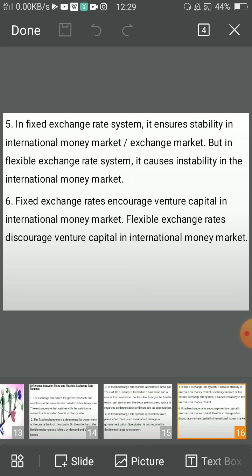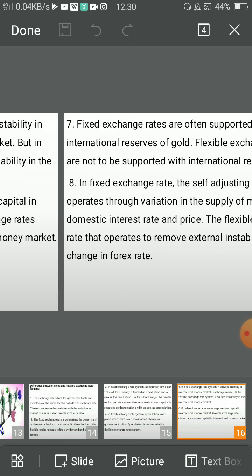So it is difficult to do venture capital, because if the exchange rate is fixed, it encourages venture capital. If the exchange rate is flexible, it discourages venture capital.